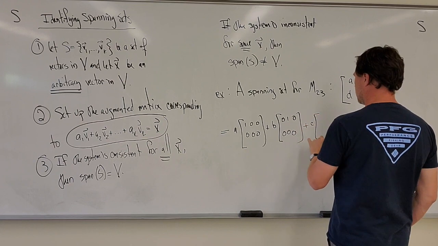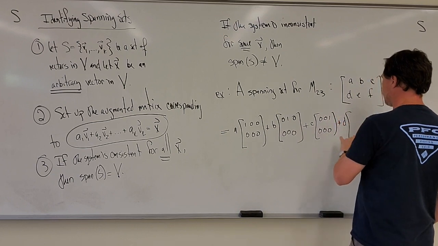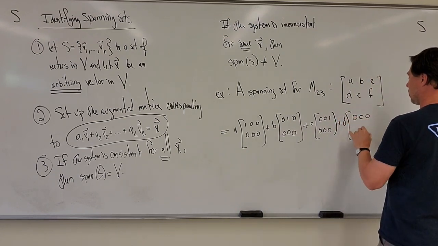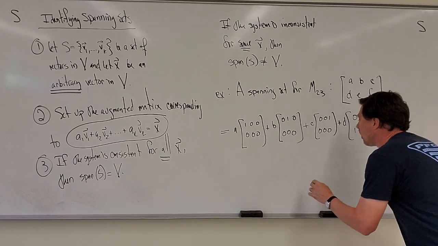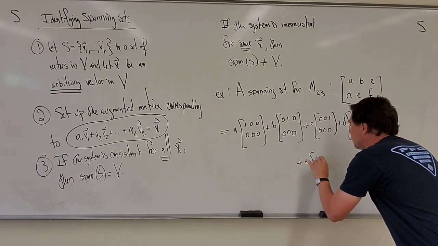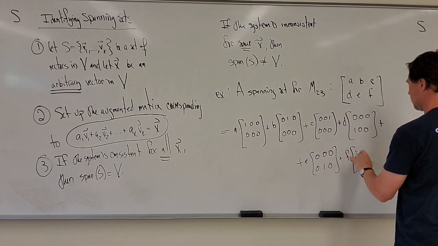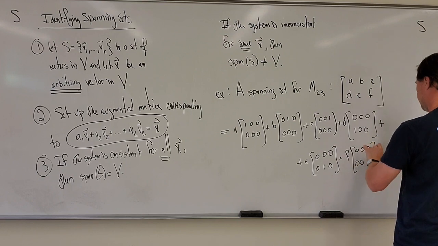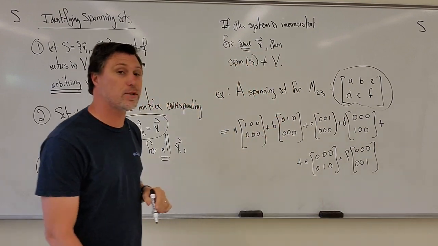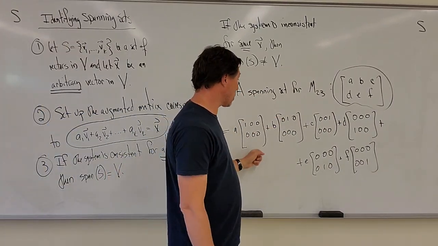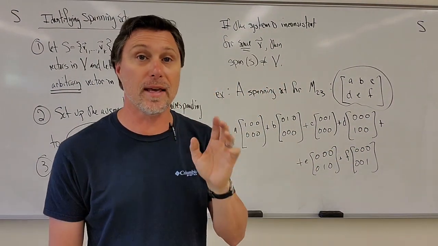Plus C times 0, 0, 1, 0, 0, 0. Plus D, there's going to be 6 of them, right? 0, 0, 0, 1, 0, 0. Plus, sorry, I ran out of room here. I'm going to write the last 2 down below. Plus E times 0, 0, 0, 0, 1, 0, plus F times 0, 0, 0, 0, 0, 1. So notice now, an arbitrary element of M23 can be expressed as a linear combination of these 6 matrices right there. That tells us that that collection of 6 matrices is a spanning set.